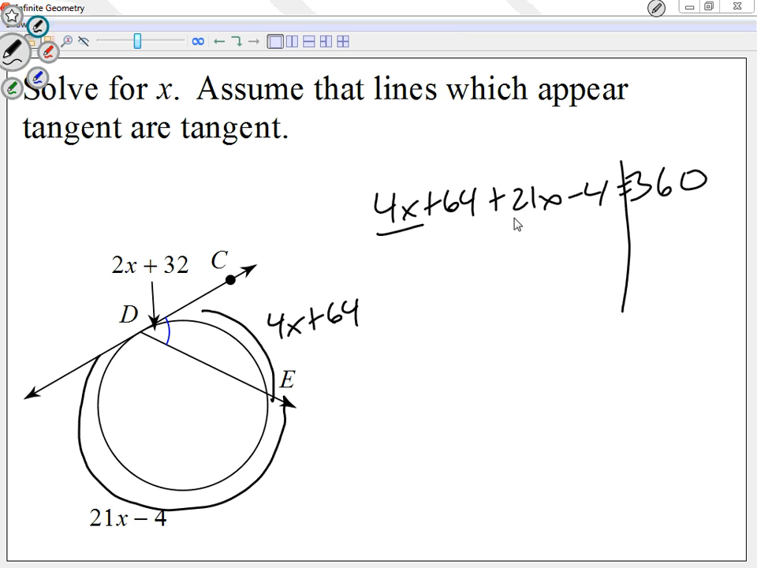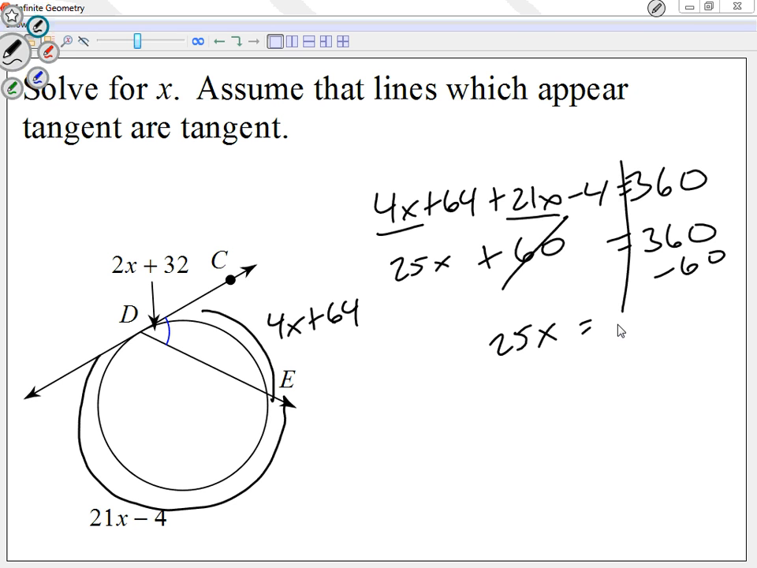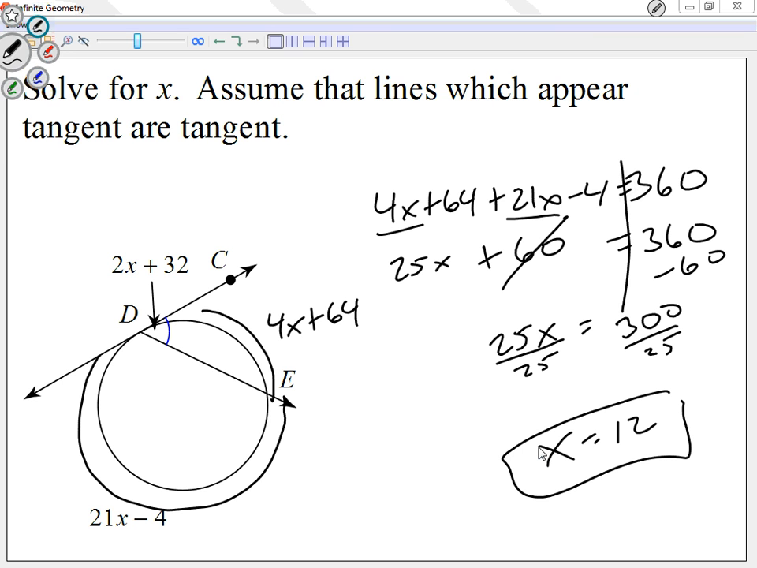I can simplify the left, right? 4x plus 21x, we can call that 25x. Then 64 minus 4, we can call that 60. And all this is equal to 360. I just simplified the left. Now my 60, let me move it to this side as a minus 60. So I have that 25x equals 300. Let me divide by 25. And x in this case happens to be 12.